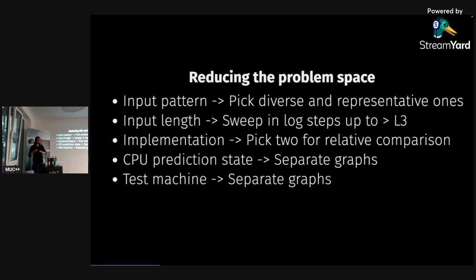And CPU prediction state and test machine, these will not be included in one set of data, but it's going to produce multiple graphs. So these are out for now.